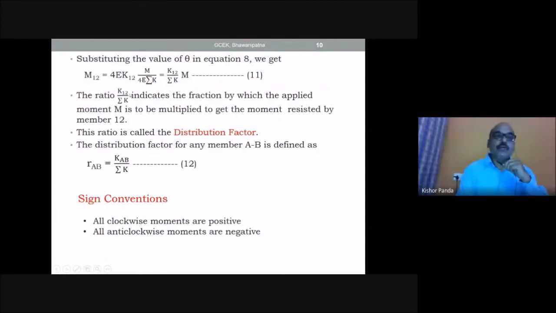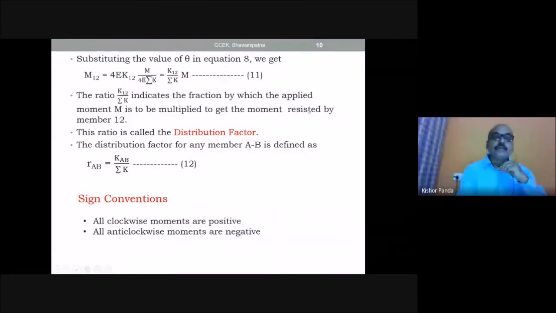The ratio K12 by summation of K indicates the fraction by which the applied moment M is to be multiplied to get the moment registered by the member 1-2. So this is the fraction. This fraction you have to multiply to the moment M, and this moment you have to distribute to the end 1-2. So this is the M12. This is the distributed moment. M12 is equal to K12 by summation of K into M.